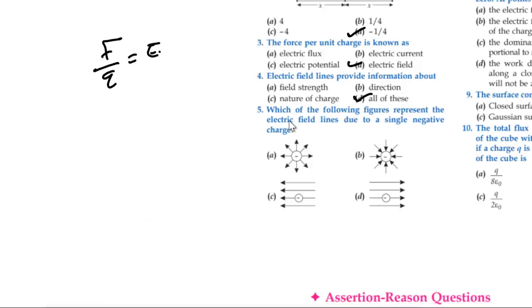Next one. Which of the following figures represents the electric field lines due to a single negative charge? Which is representing a single negative charge? See, this is a negative charge alone. Here also there is a negative charge, but the lines are moving outside. Outward direction means it is positive only, right? So a single negative charge means the lines will be acting in this direction. This is for uniform charge representation only. We will be representing it with parallel lines.